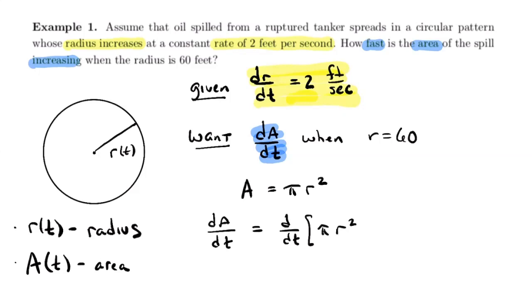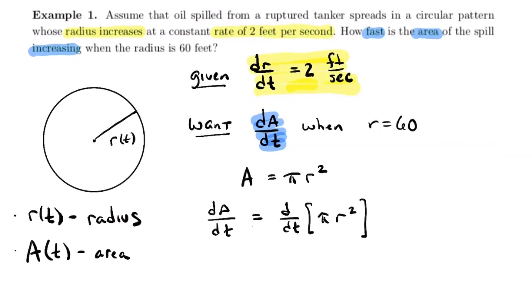Why am I saying implicit? Well, because r and A both depend on t, but I don't have those functions explicitly. But you'll see as we move through this calculation, we don't need them. We can carry out the right-hand side of this.